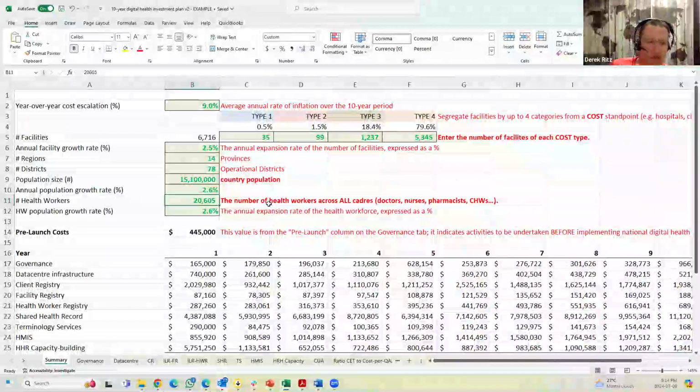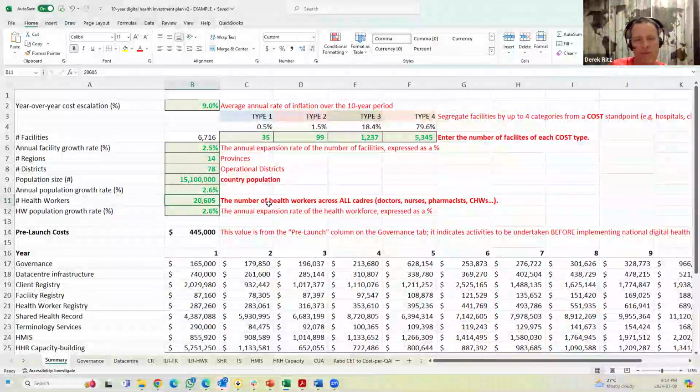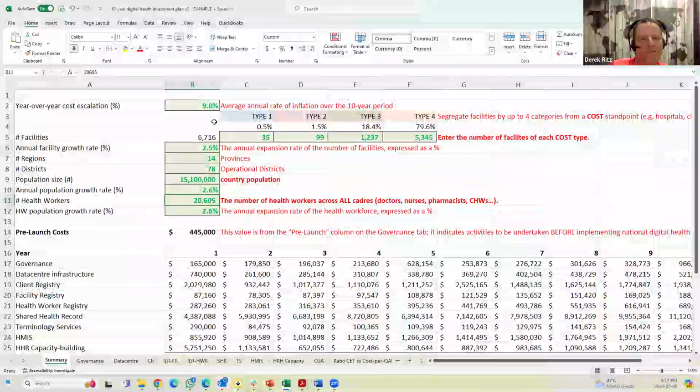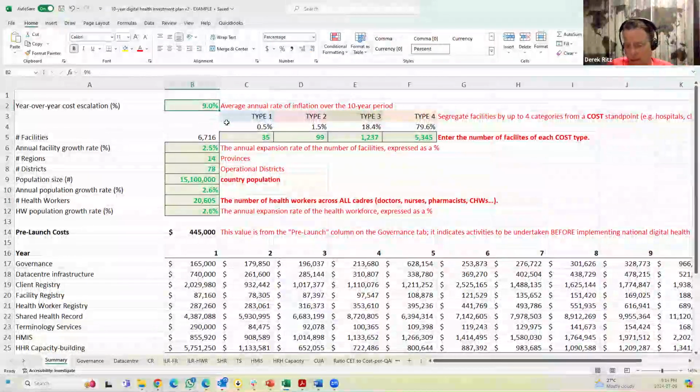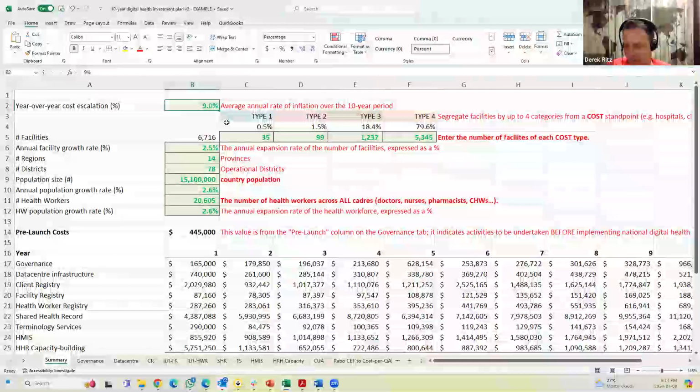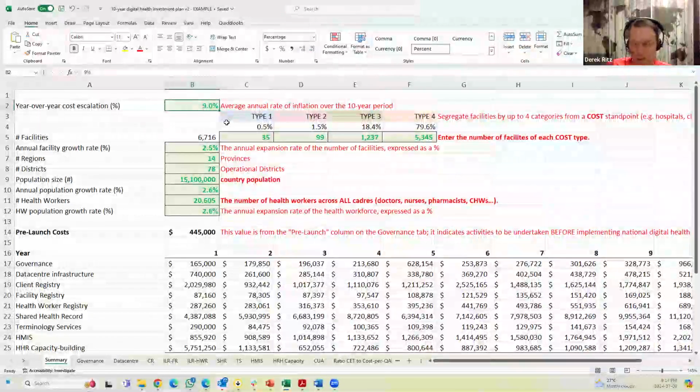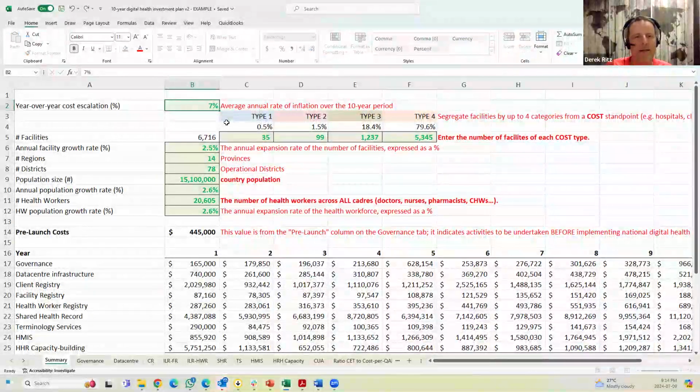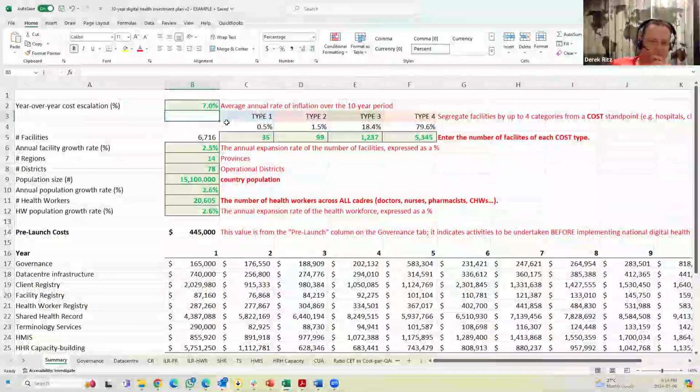And I'm going to say that my health worker population is going to grow at the same rate as my population is going to grow. And the inflation rate is the inflation rate. It's been high or it's been low, or you look at what the 10-year average is, and then you put a number in there and you say that's the effective inflation.